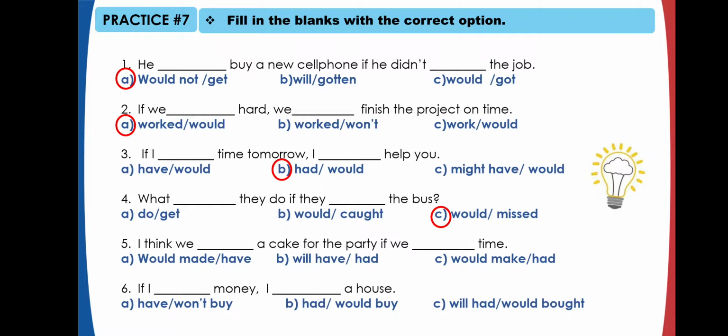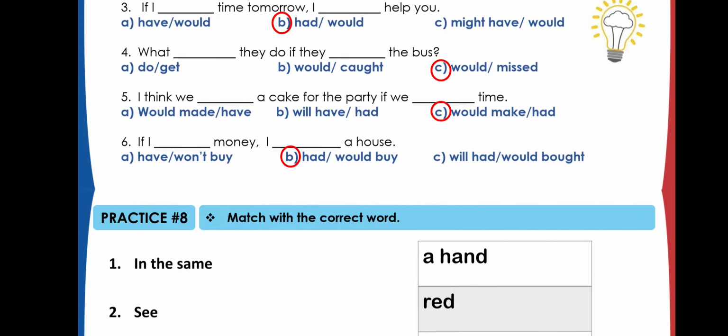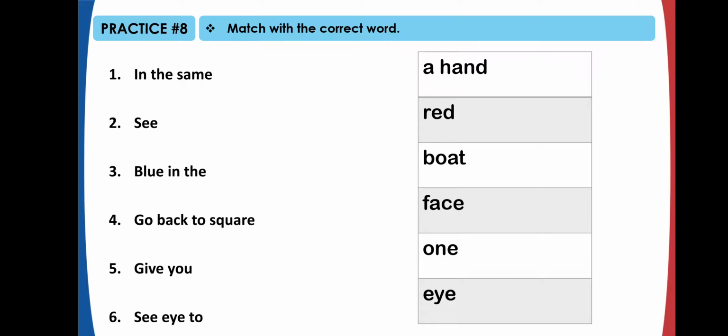Number 5, I think we will make a cake for the party if we have time. That is option letter C. And finally, number 6, if I had money, I would buy a house. And the option is letter B. Okay, now in practice number 8, we need to match with the correct word.